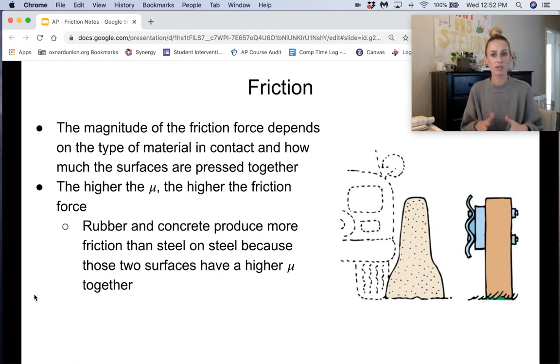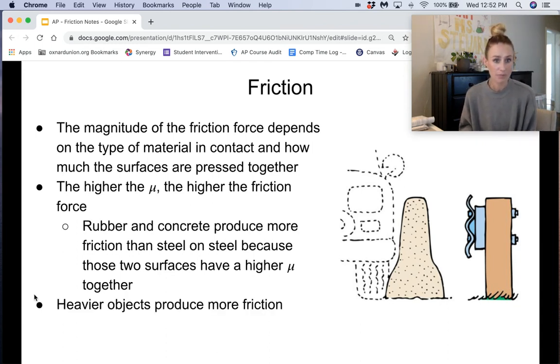This is why we're moving toward more of those concrete barriers on the freeway, because since it has a higher mu between rubber and concrete, that will slow a car down that's out of control faster than the steel or the metal of the car on the metal of those old guardrails. So because of the higher coefficient of friction, that car gets slowed down faster and maybe less damage to the car as well.